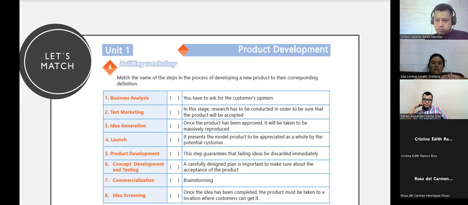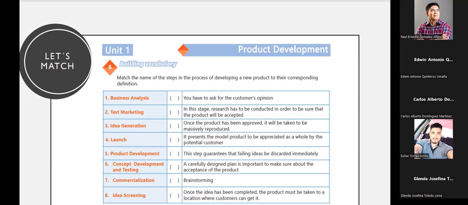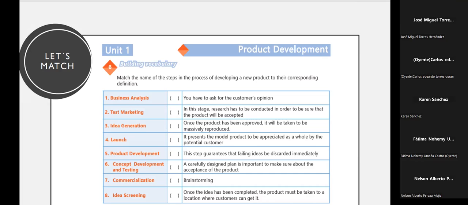I don't think so. It presents the model product to be appreciated as a whole by the potential customer. Maybe the first one I said is test marketing, but I don't know. Hey guys, please, everybody giving opinions. Maybe a carefully designed plan is important to make sure about the acceptance of the product. Which one? I think that is the step that guarantees that failing ideas be discarded immediately.